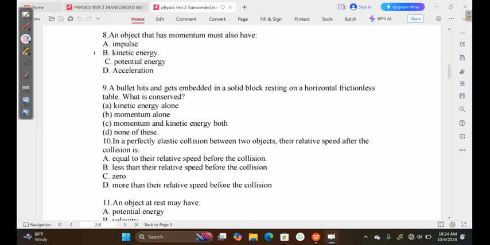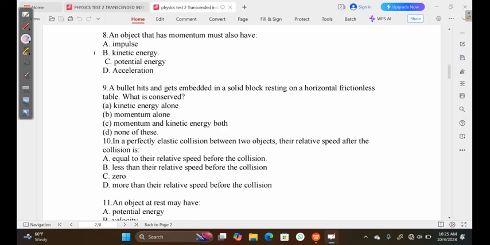So an object that has momentum must also have, again we talked about this question, so we said it is kinetic. Oh, an object that has got momentum must also have what? Kinetic energy. That's what we said. So let's go to question 9.